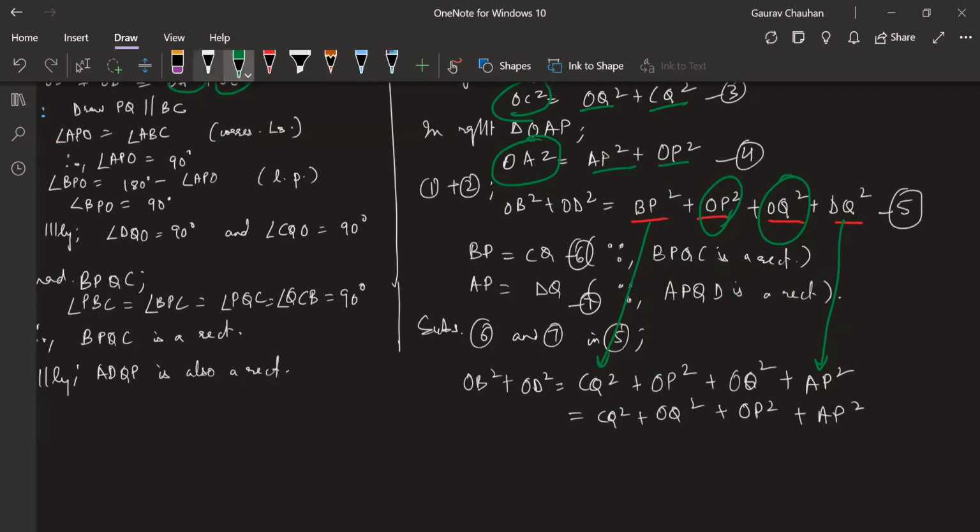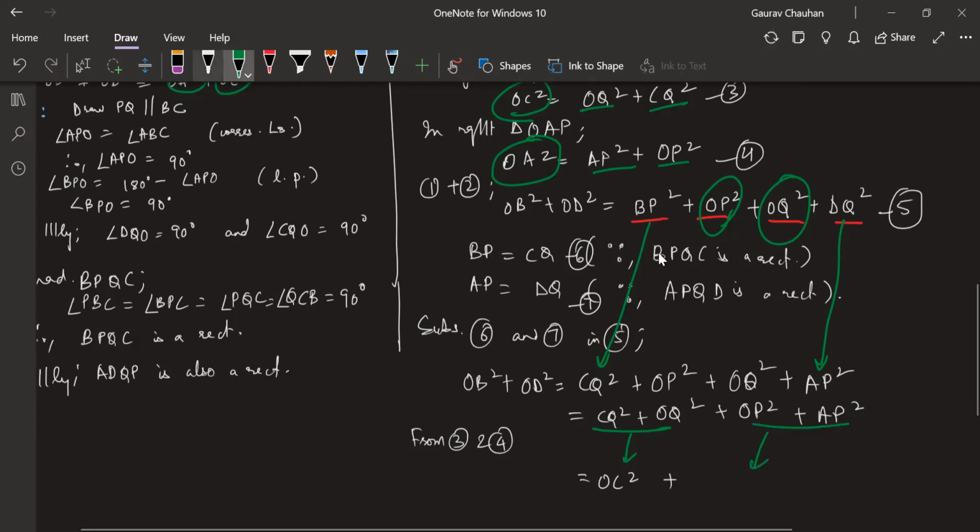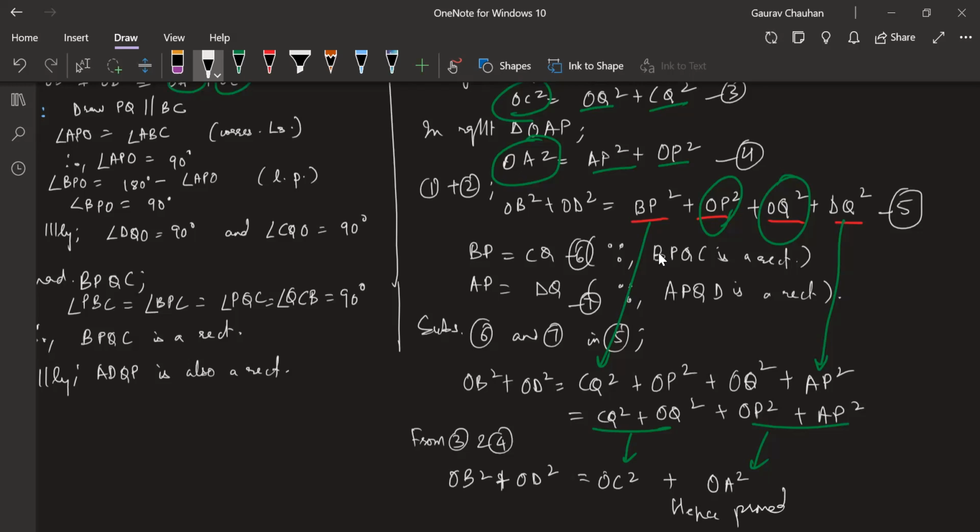Now from equations 3 and 4, in place of this we are going to write OC square, plus in place of this we are going to write OA square. So OB square plus OD square is equal to OC square plus OA square, hence proved.